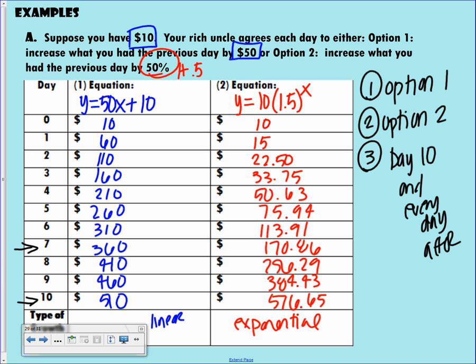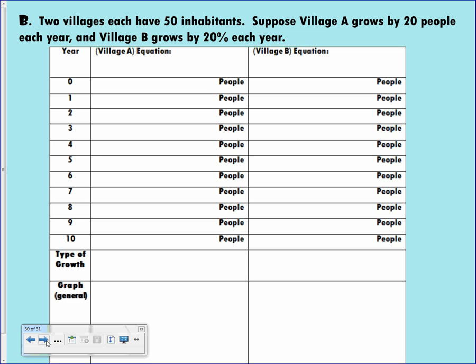All right, let's go ahead and try our second example here. 2 villages will each have 50 inhabitants. Suppose village A grows by 20 people each year and village B grows by 20% each year. Okay, so if you had a hard time writing the equations first, in our last example, we could just go ahead and fill in the table.